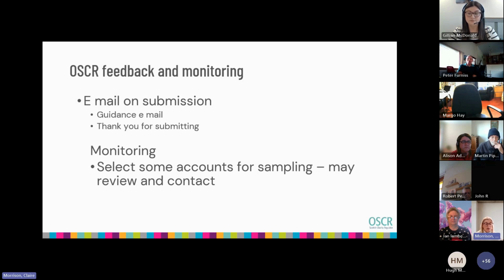And internally, we may flag a set of accounts for review, and this might be because we've noted an error on a set of accounts, or we may have an open inquiry into a charity and want to look at the accounts a bit more closely when they're submitted. When we review a set of accounts, we may contact the charity to ask some follow-up questions and get some information from them, or we may simply contact them to provide some guidance for future submissions.